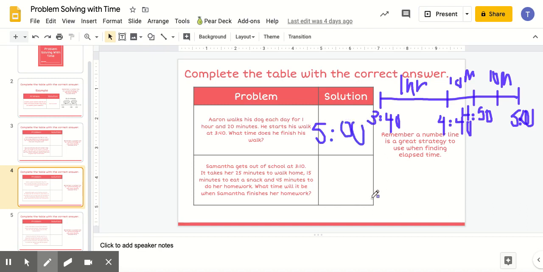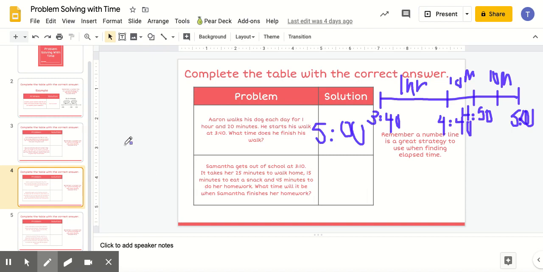The next question says, Samantha gets out of school at 3:10. It takes her 35 minutes to walk home, 15 minutes to eat a snack, and 45 minutes to do her homework. What time will it be when Samantha finishes her homework? Okay, so the first thing I would do on this one is I'd go through and I'd look at all the times that it took her to do things, and I would add all those together to figure out how much total time she spent doing all of her activities.